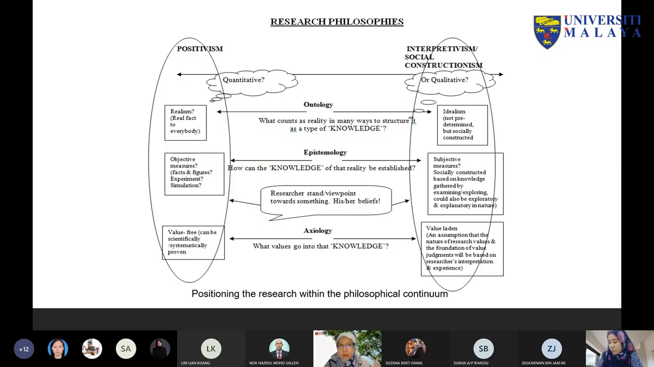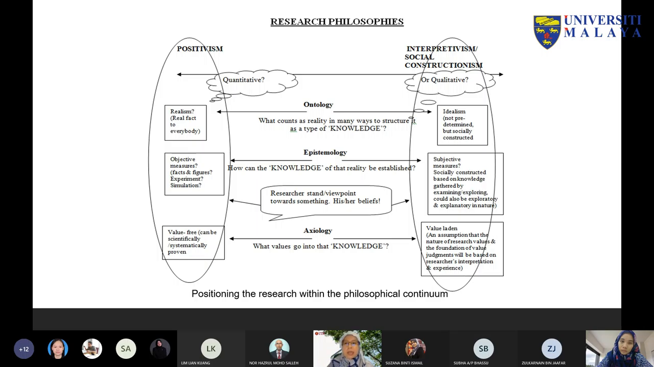Okay, so to discuss research philosophy or research paradigm, the discussion should consist of three assumptions. We call them assumptions, and they are called ontology, epistemology, and axiology. Okay, in order for you to discuss your paradigm, you need to describe and explain how you see things through these three assumptions, which are called ontology, epistemology, and axiology.